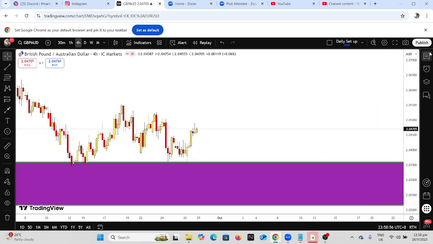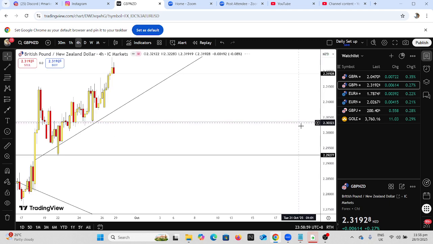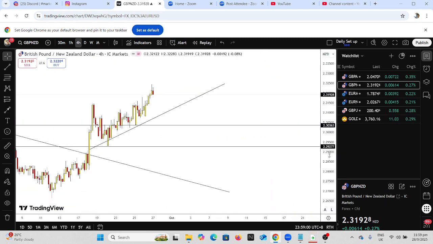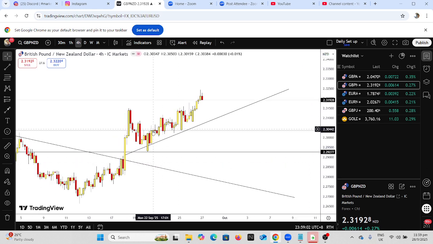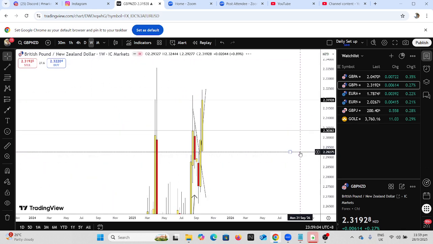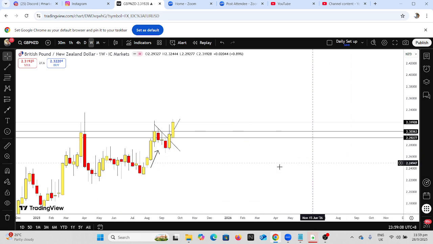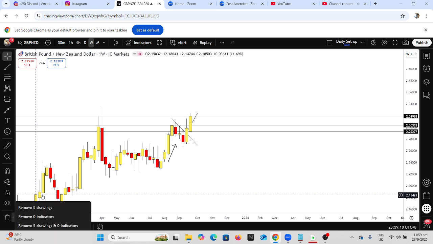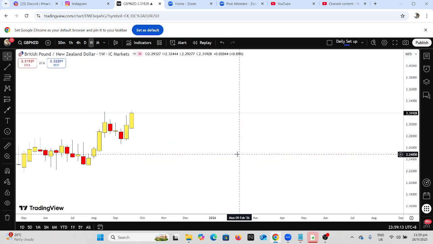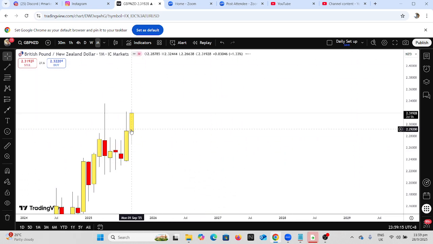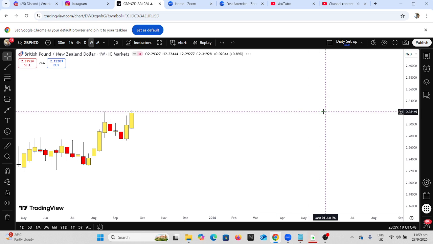So the next pair that I'm going to go through is Pound NZD, which is also roughly the same as Pound Aussie as well. Okay, begin with the monthly. With the monthly, we can see that price is still pushing towards the upside, so it's still bullish.